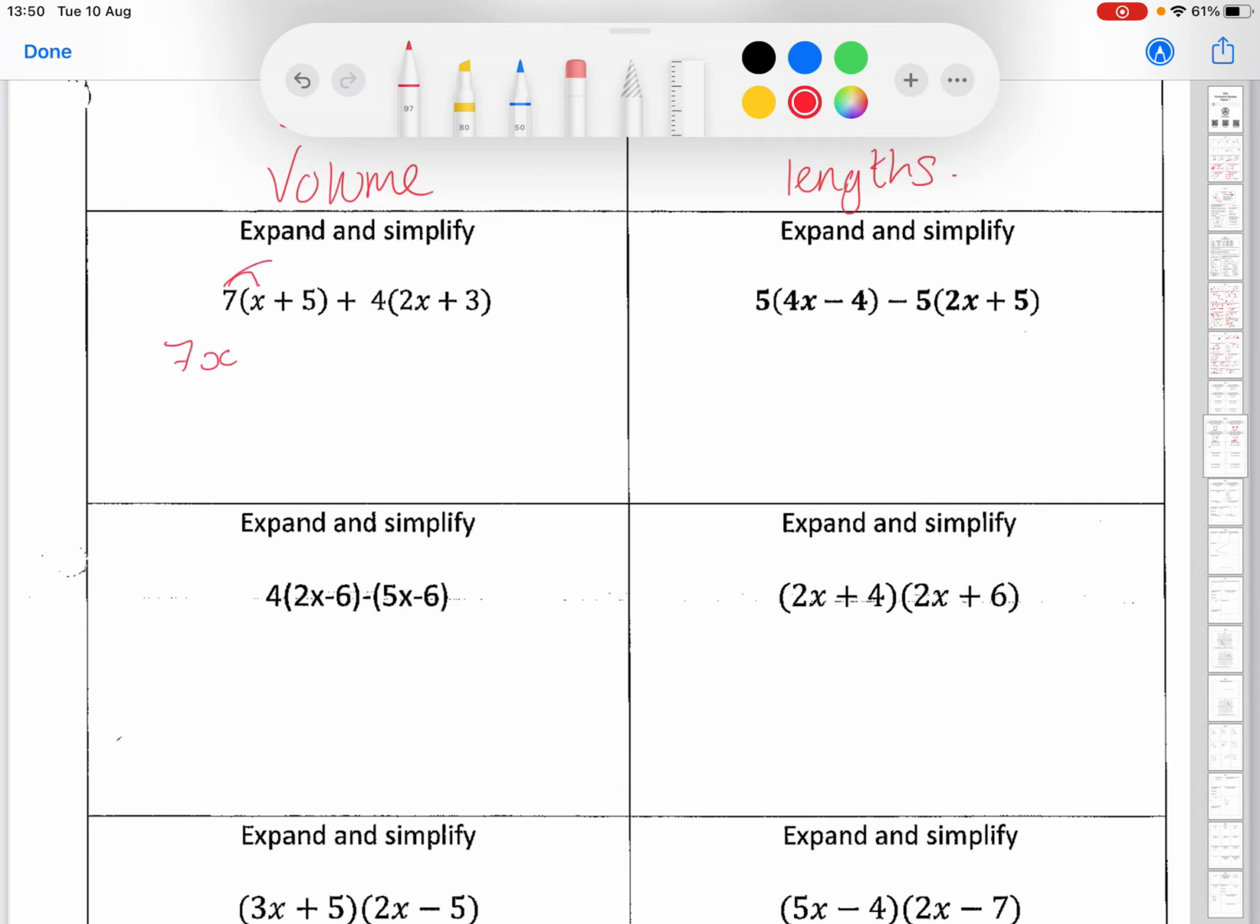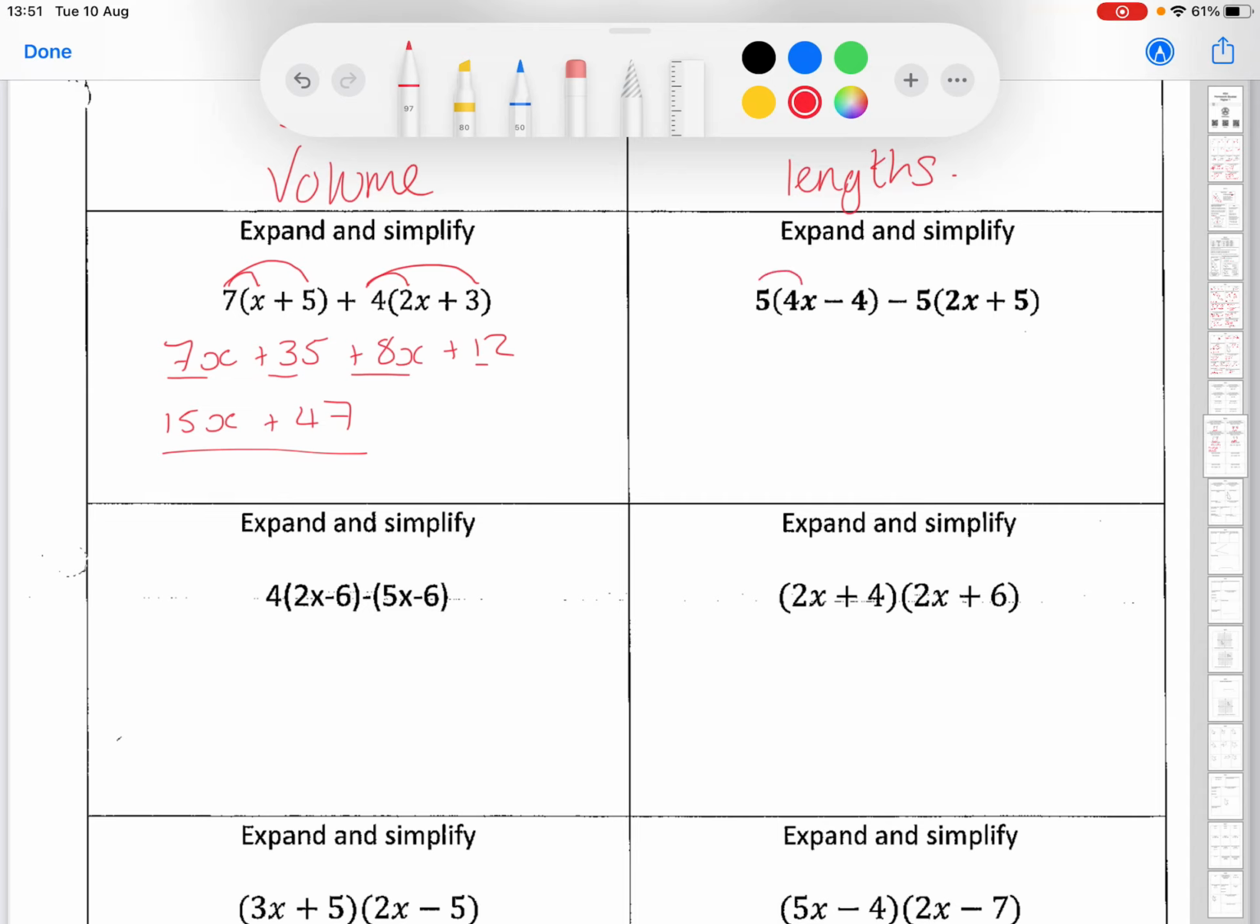Right, expanding, Santa hat, 7 times x, that's just 7x. 7 times 5, that is 35. On our next one, we've got plus 4 times 2x, that's going to be 8x. And then we've got 4 times 3, that's going to give us 12. So if we add those together, I'm going to add my x's. 7 add 8 is going to be 15x. Then we've got 35 add 12, that's going to be 47. So that is our answer, 15x add 47.